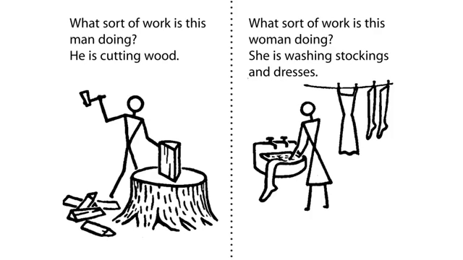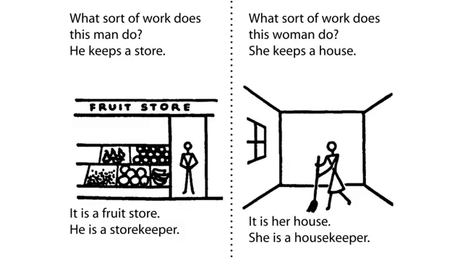What sort of work is this man doing? He is cutting wood. What sort of work is this woman doing? She is washing stockings and dresses. What sort of work does this man do? He keeps a store. It is a fruit store. He is a storekeeper. What sort of work does this woman do? She keeps a house. It is her house. She is a housekeeper.